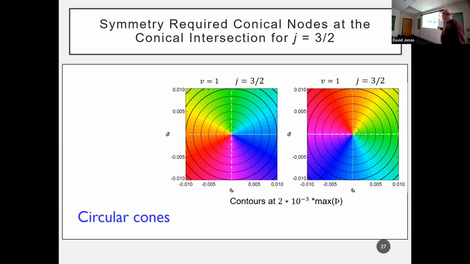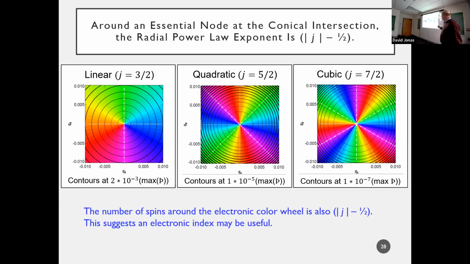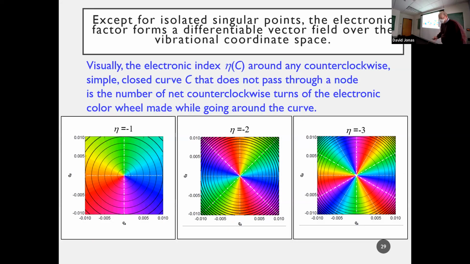And if you look closely at the nodes, you find that there are circular cones at the conical intersection at the origin. And then if you look at some of these higher states, when it takes 2 spins around the color wheel, the radial power law is quadratic. 3 spins around the color wheel, radial power law is cubic. And this suggests that an electronic index might be useful in helping you to connect the radial properties, the nodal properties, and other behavior of these eigenfunctions.